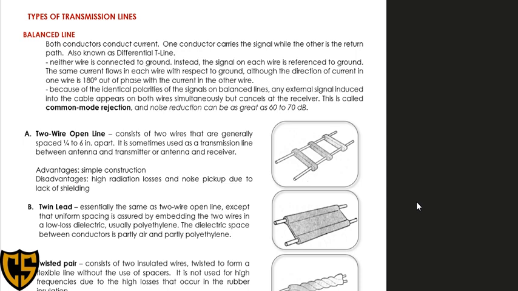So there are conductors which both conduct current. With a two-wire, for example, a balanced line, both the conductors carry some current. However, one conductor carries the signal and the other conductor is your return path. This type of transmission line, the balanced line, is what we call differential.